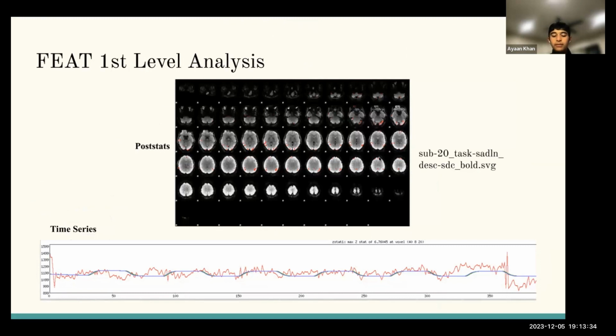FEAT allowed us to describe the experimental design for a more efficient analysis and then create a model that should fit that data. And it would then tell us where the brain was activated in response to stimuli, as shown in red on the top image. And then on the bottom, we have a time series graph, which shows all the signals that are measured at each voxel of the brain across the entire task taken over time.